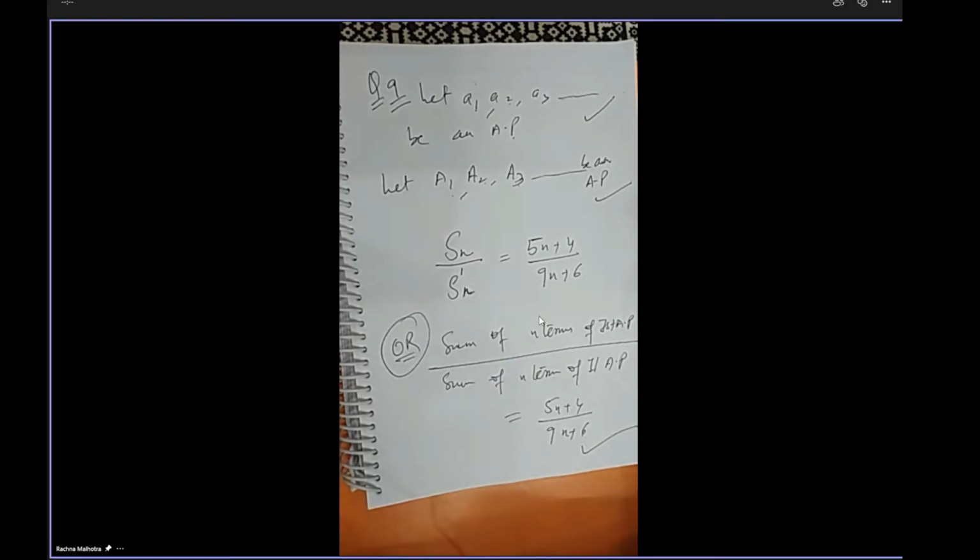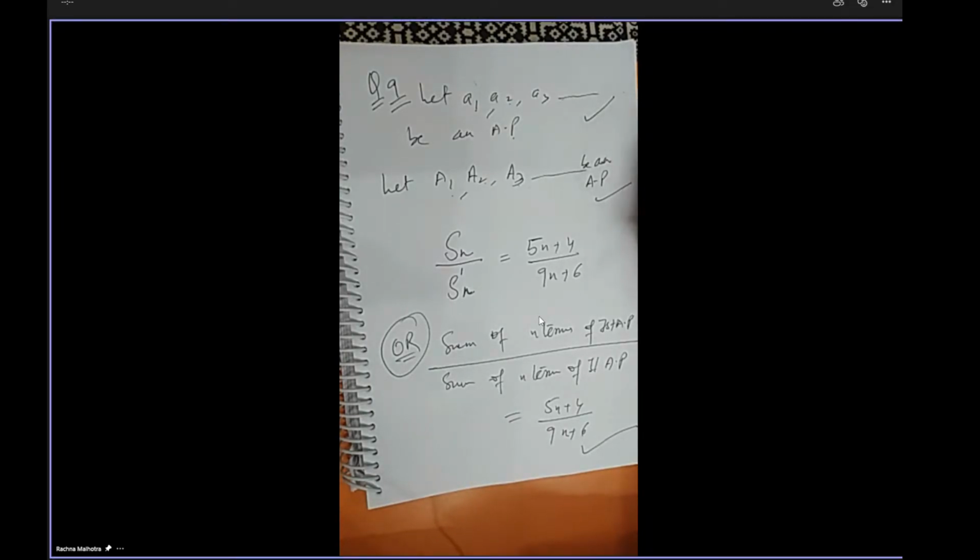Ma'am, can we not make the n terms different for the first AP and the second? The sum of the first 6 terms of the first AP could be this, and the sum of some 9 or 10 terms of the second could be anything. But in the question, it is specifically mentioned as the sum of n terms, so I cannot change n for both. It means n is common in both.